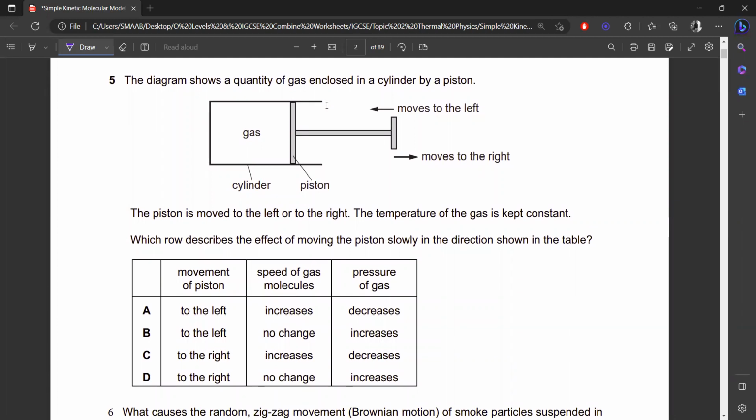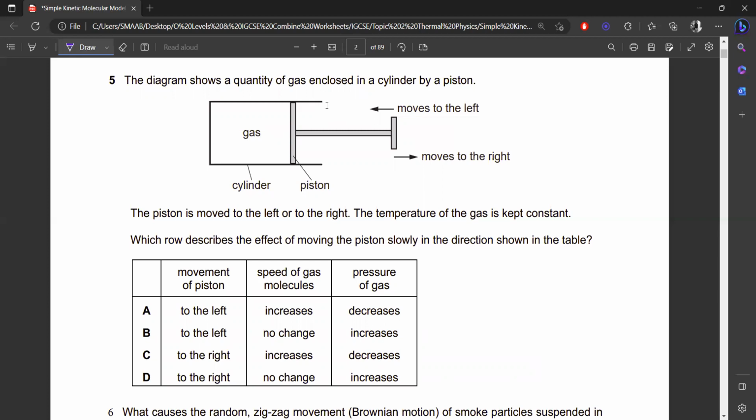Question 5. Okay, so the piston is moved to the left or to the right. The temperature of the gas is kept constant. Which law describes the effect of moving the piston slowly in the direction shown in the table?